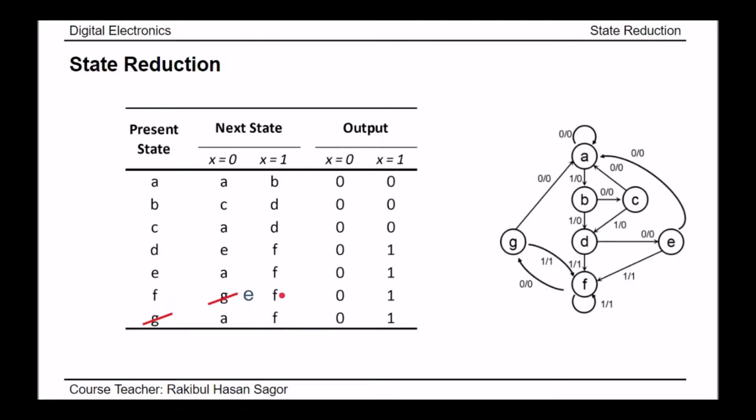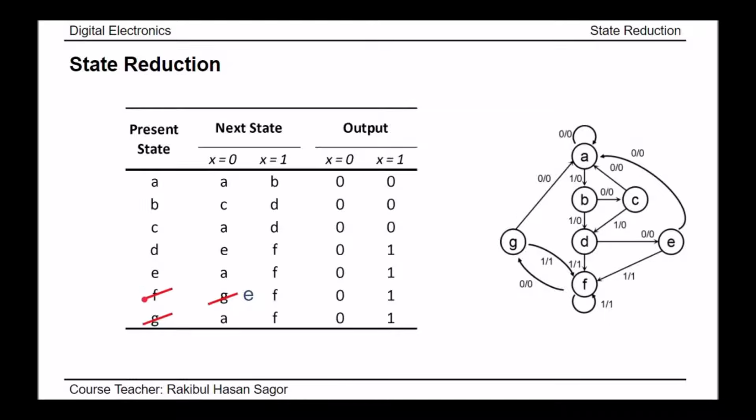Now let's start checking again whether we have the previous type of similarities for other cases or not. Here we can see if D is the present state, for x equal to 0 the next state will be E, and for x equal to 1 the next state will be F, and for x equal to 0 the output will be 0, and for x equal to 1 the output will be 1 respectively. We are getting the same next state and same output for both the cases. So we can say these 2 states are equivalent. One state can be removed. We'll remove F, and wherever we have F, that will be replaced by D, as D and F are equivalent.